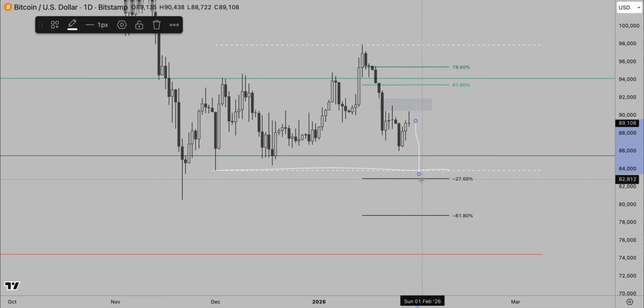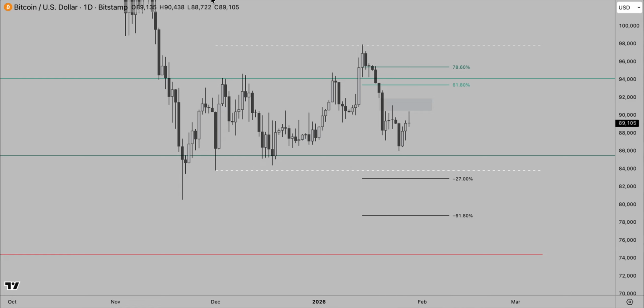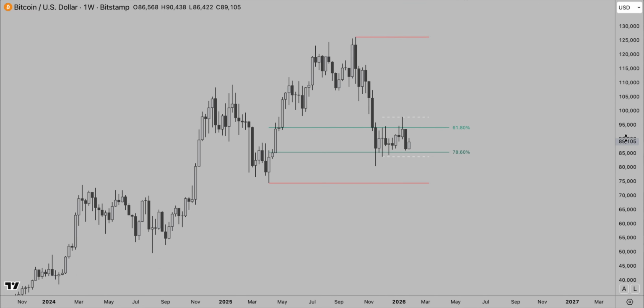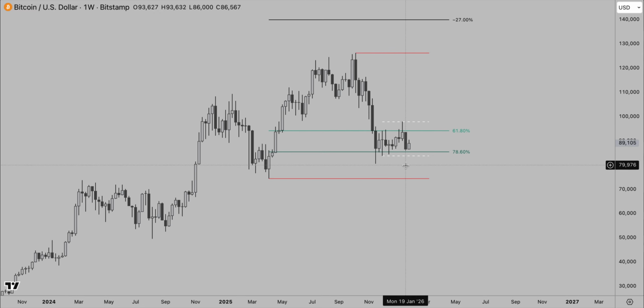If we can get those targets met as well at 82,700, that's a good sign. Now, if we continue further to the downside, there's two other targets. The lows down here, which are around the regions of 80,000. And then obviously, if we continue moving down from there, I'm looking at the regions of 74,000. Now, I don't think that's going to happen. I think we're going to move up from here.